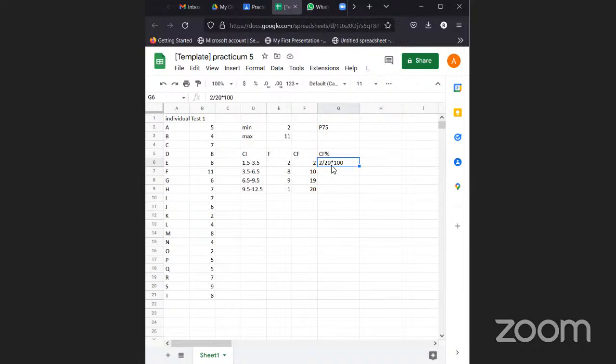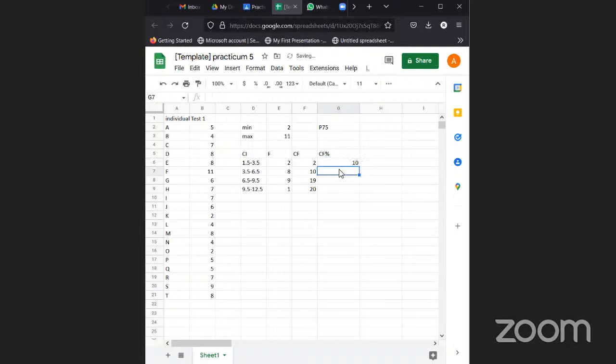Write the equal to sign. Yes, sir. I'm just teaching them so that they can see the entire value. So 2 divided by 20 into 100 is what we're going to do to calculate the CF. So when we talk about 2 divided by 20, it is how much? It is 10%, is it not?